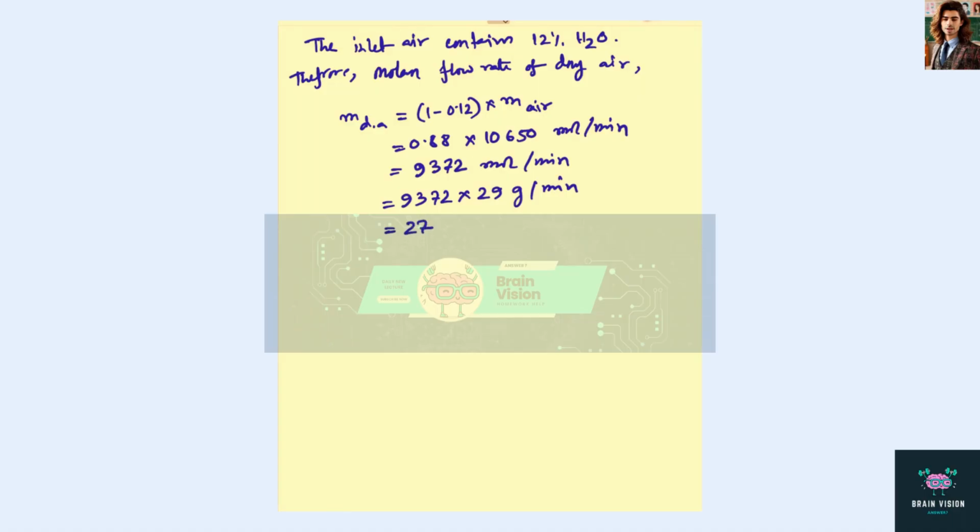Let's convert it to grams, which gives us 271,500 grams per minute, or let's convert it to kg, which will give 271.51 kg per minute. Therefore, the flow rate of dry air is 271.5 kg per minute. This is one piece of information we need.